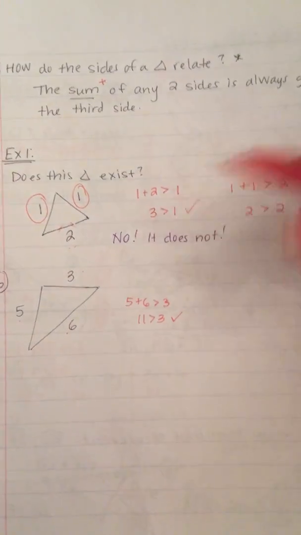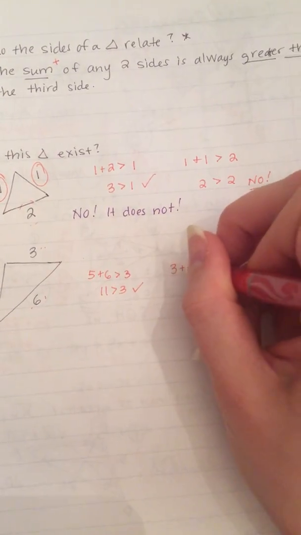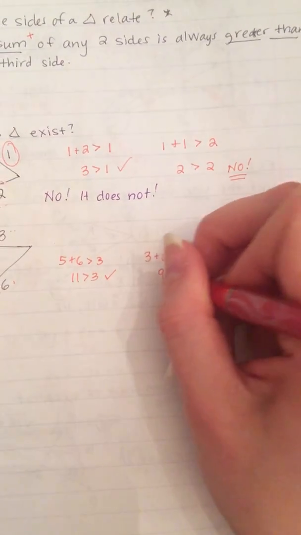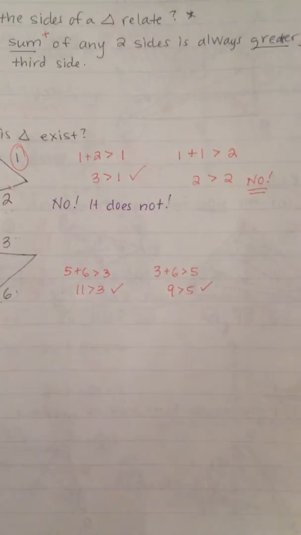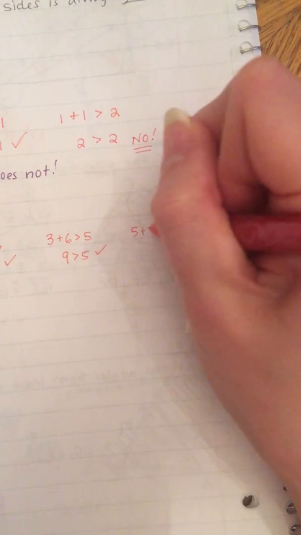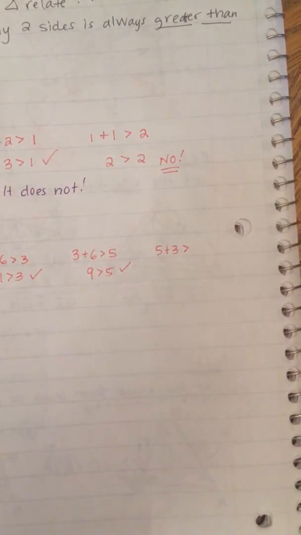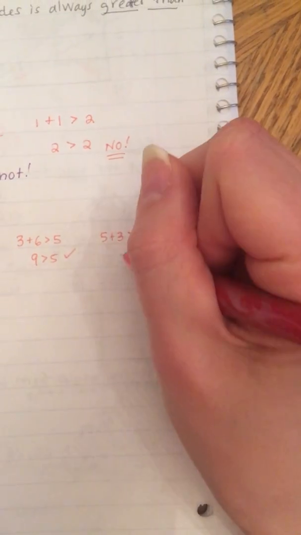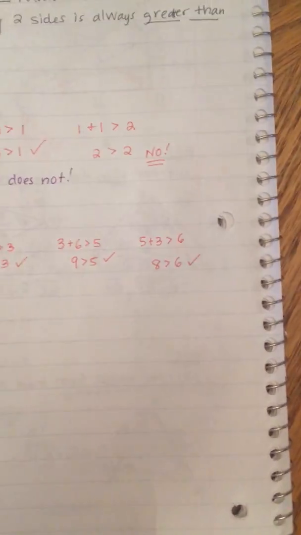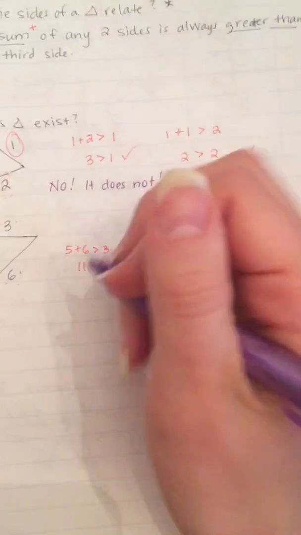But we gotta just check them all. So if I were to add 3 and 6, is that greater than 5? Yes, because you get 9 is greater than 5. So far so good. There's only one that we haven't done left, and that was 5 and 3. So when you add 5 and 3, is it greater than the leftover side, which would be 6? And the answer is yes. You get 8 is greater than 6. So yes, this triangle does exist.